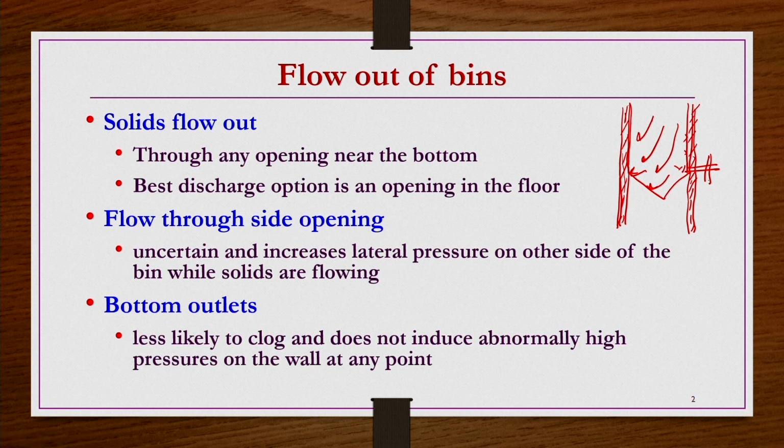So, because of that, you can see a kind of abnormality of the pressure from one point to another. But if you have a bottom outlet, such abnormality of the pressure you may not expect, right. Even if you have it, it may be only for a very specific reason that we will also be discussing when we discuss the stress distributions. So, because of these two reasons, it is better to have bottom outlets because they are less likely to clog, and then there will not be any abnormally high pressures at any location on the walls of the bins at any point.